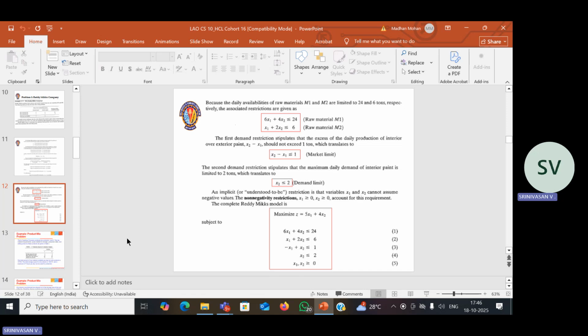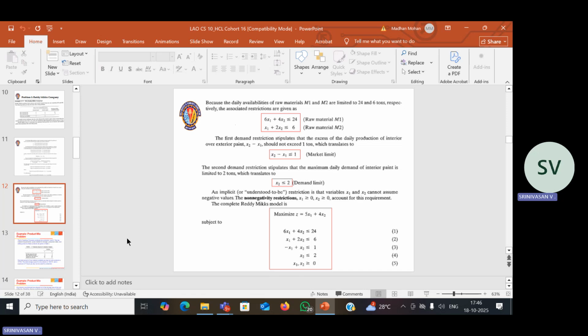And there is one more thing given. The first demand restriction stipulates that the excess of the daily production of interior over exterior paint, that is x2 minus x1, should not exceed 1 ton, which means that x2 minus x1 should be less than or equal to 1. That is the market limit for the demand. Next is the demand limit. The second demand restriction stipulates that the maximum daily demand of interior paint is limited to 2 tons. So x2 is less than or equal to 2, the demand limit.